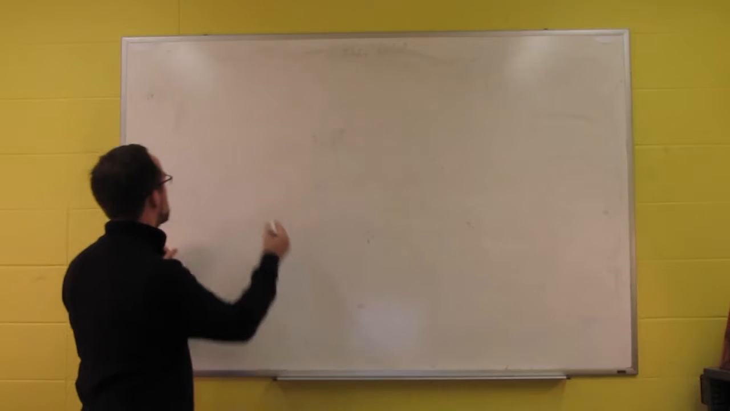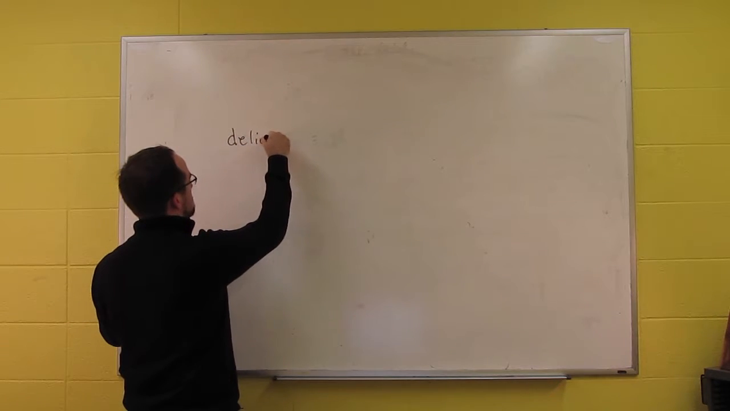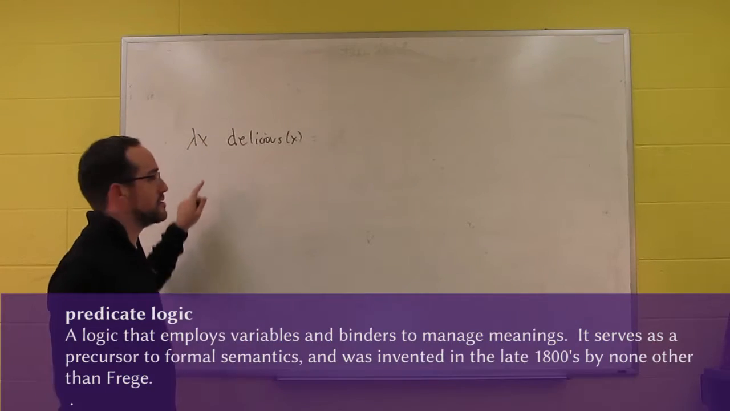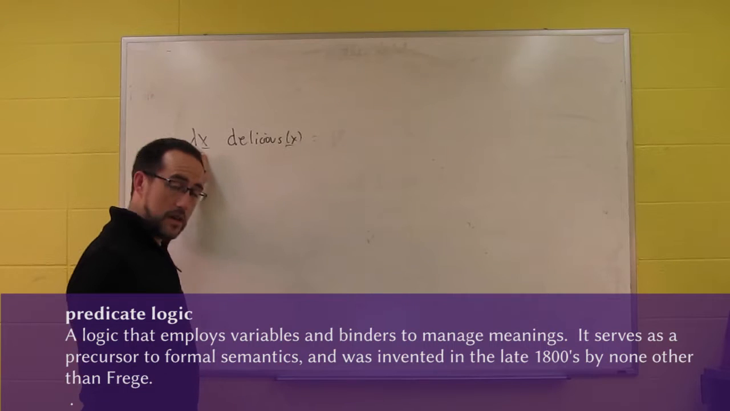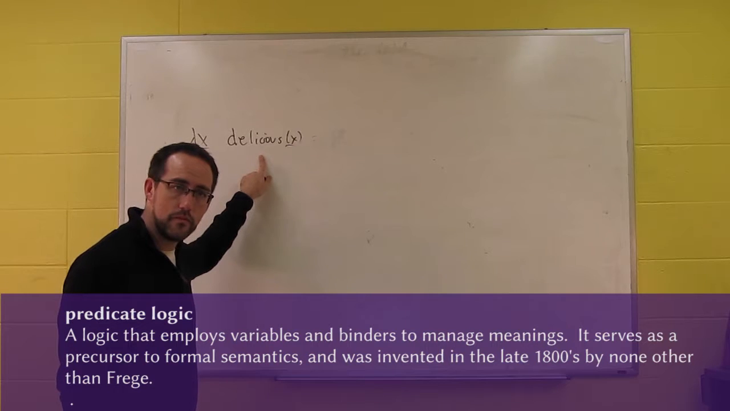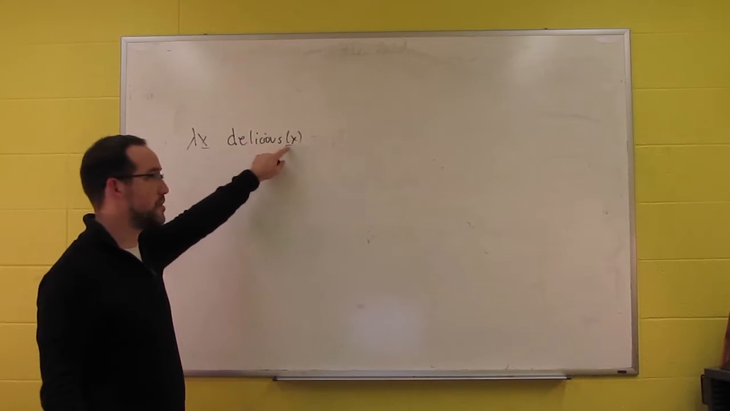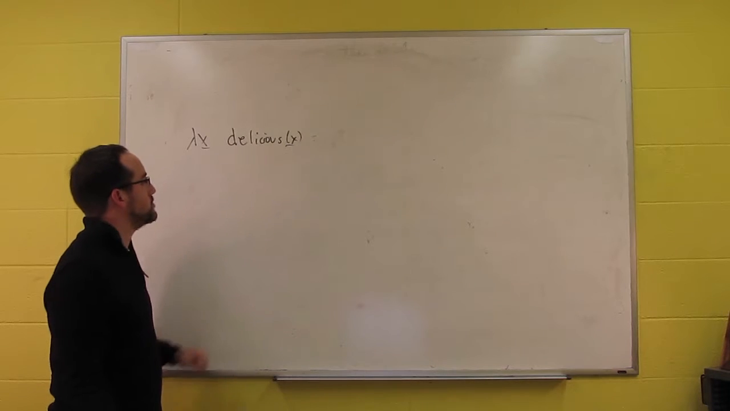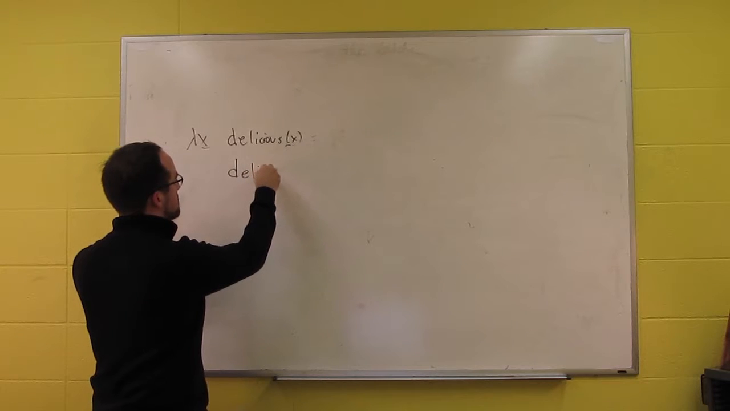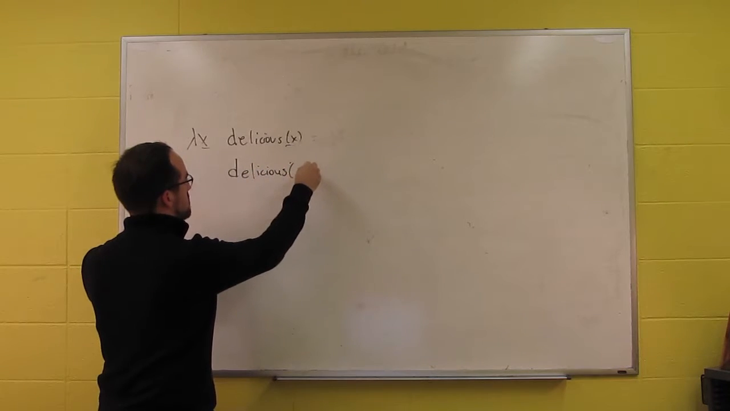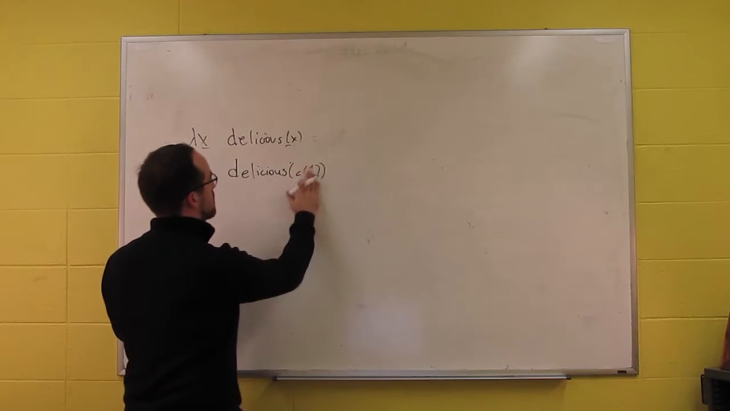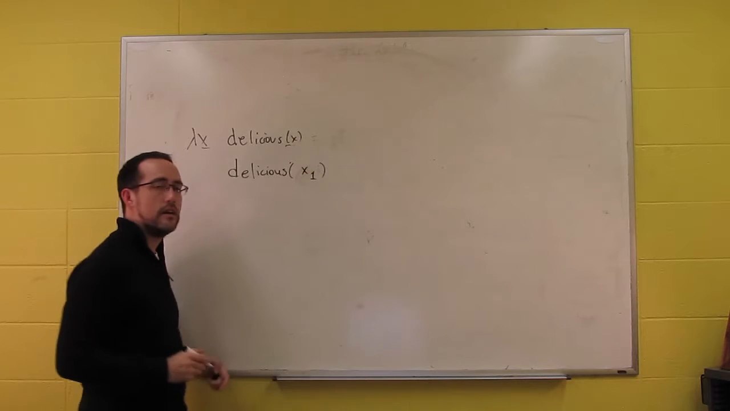So in predicate logic, we would have something like this, delicious of x, and then we'll just throw on a lambda. And as long as this lambda expression is represented by a variable in the value condition, then we're good to go. Right? That's the condition for lambdas. They have to bind something. However, we don't have delicious of x, right? We have delicious of g of 1, or x sub 1 if you like. You can put it like this, or like this. The result is the same.